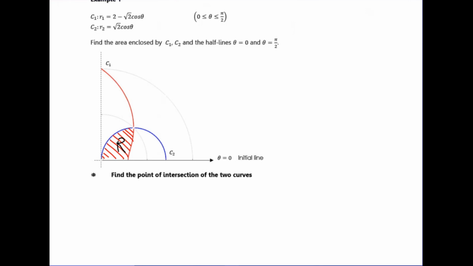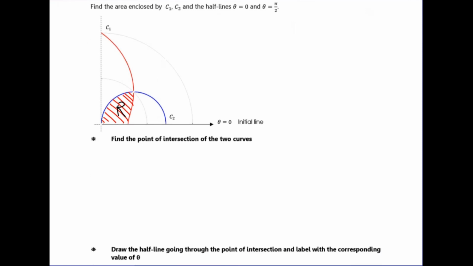So first thing that we need to do is find where these curves cross. Just like you would for normal integration, find the point of intersection. That will help us with our limits of integration. But we will need to think a little bit more carefully about what areas we're going to work out in this case. It's not just a case of subtracting them and things like that.